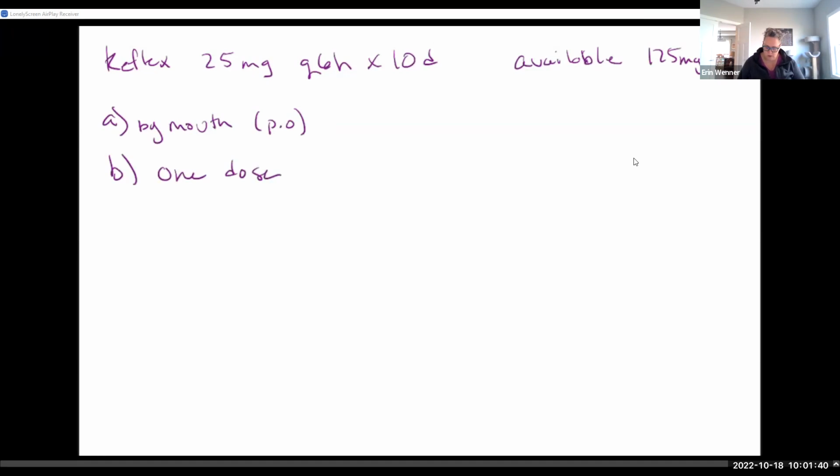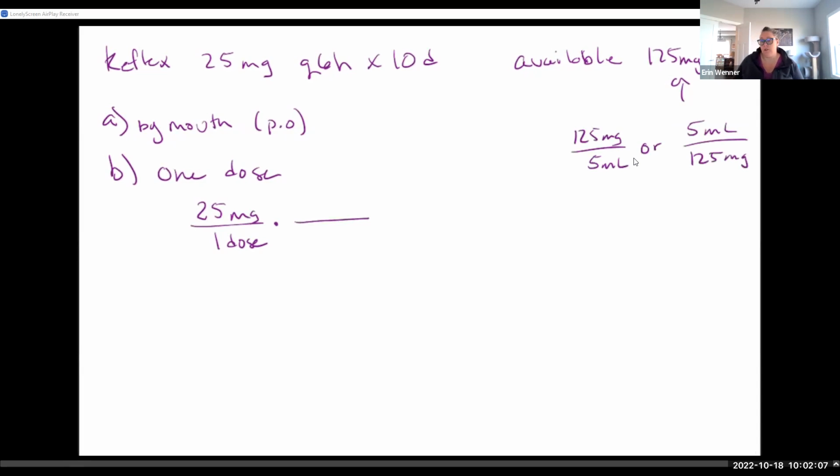So one dose is 25 milligrams, and we're going to multiply it by our conversion factor. Now, remember this conversion factor, there's two ways we can write it. We can say 125 over 5 milliliters, or we can do 5 milliliters over 125 milligrams. And we're always looking at how we cancel the unit of measure that we're trying to get rid of.